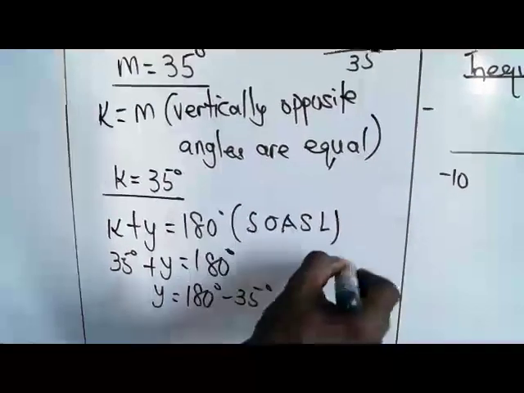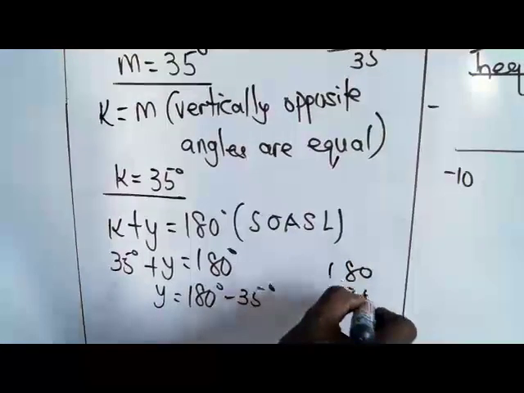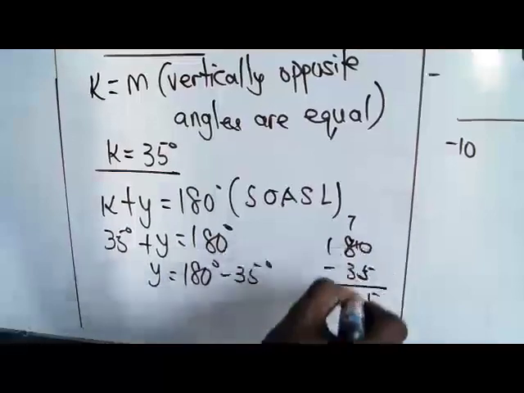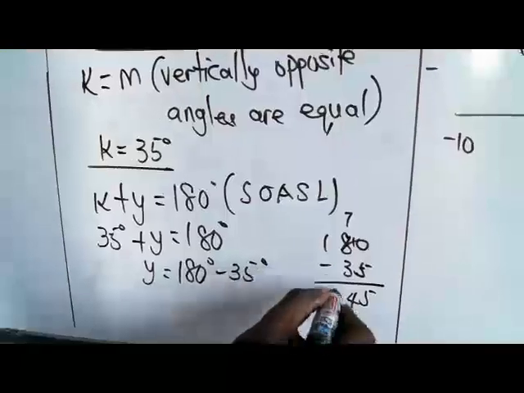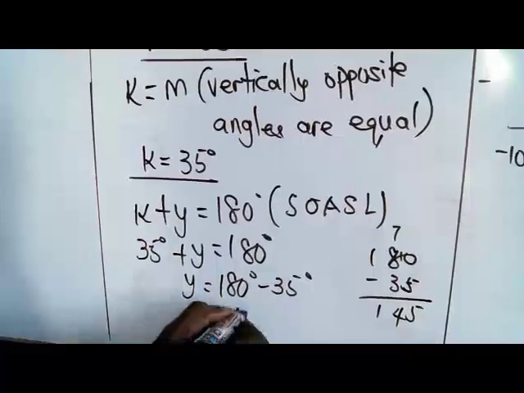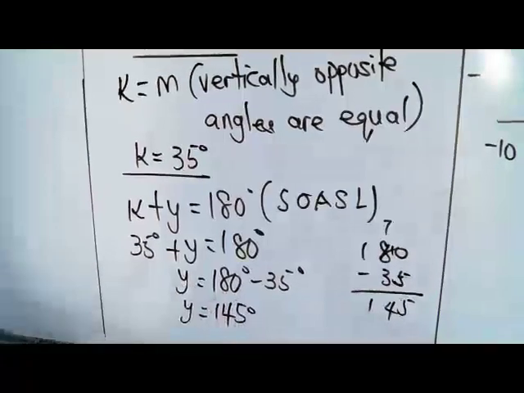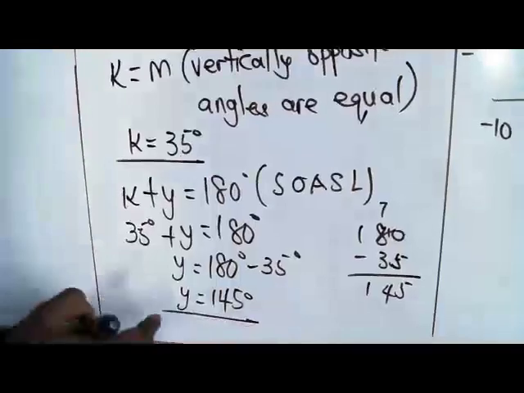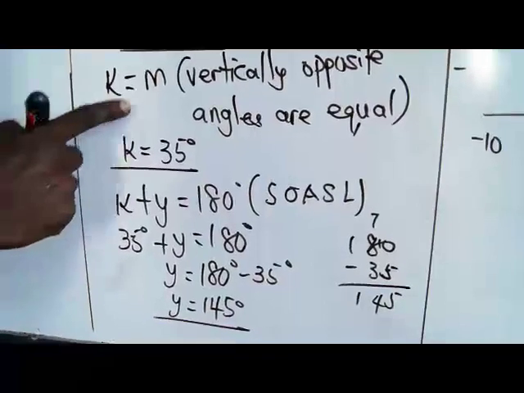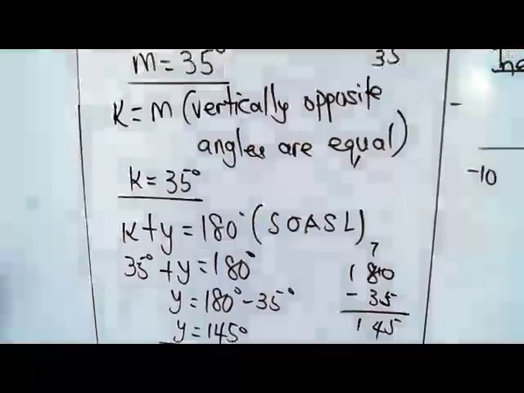To solve that, 180 minus 35. Alright, so this is 7 here, you have 5, you have 4, and you have 1 here. So Y will give us a total of 145 degrees, as you can see from there. So we've gotten all our missing angles, Y, K, and M. Right? That's what the question asks.